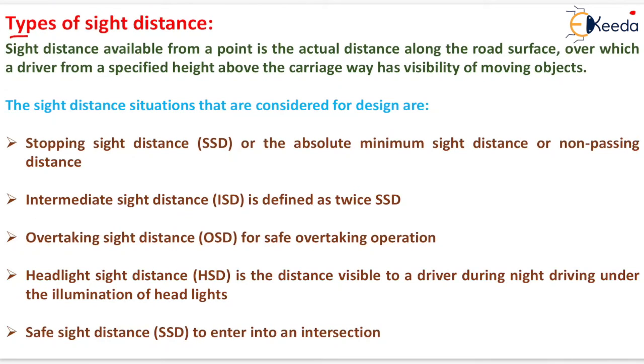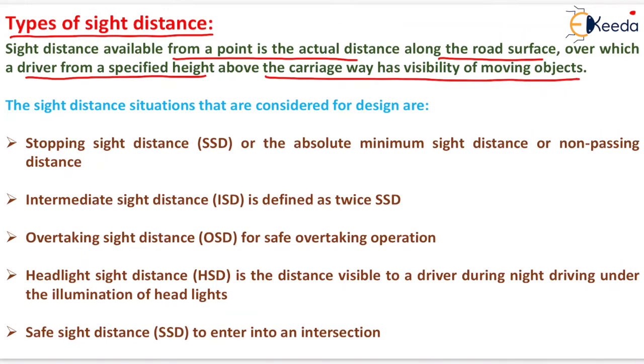Next topic is types of sight distance. Sight distance available from a point is the actual distance along the road surface over which a driver from a specified height above the carriageway has visibility of a moving object. It means that the sight distance is that actual distance along the road surface over which a driver from a particular height above the carriageway has the visibility of a moving object on the road.